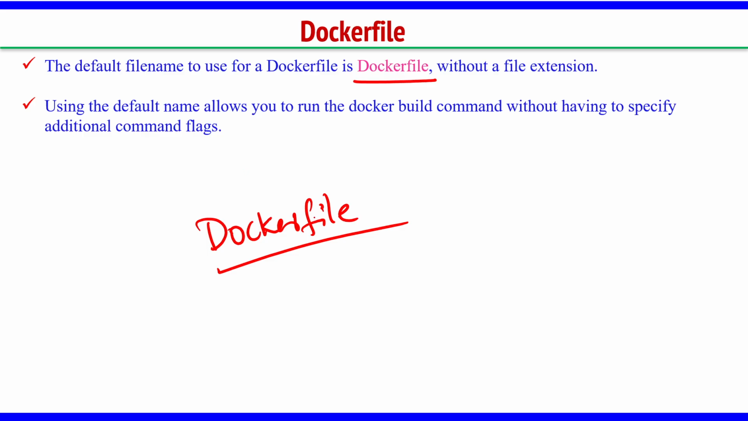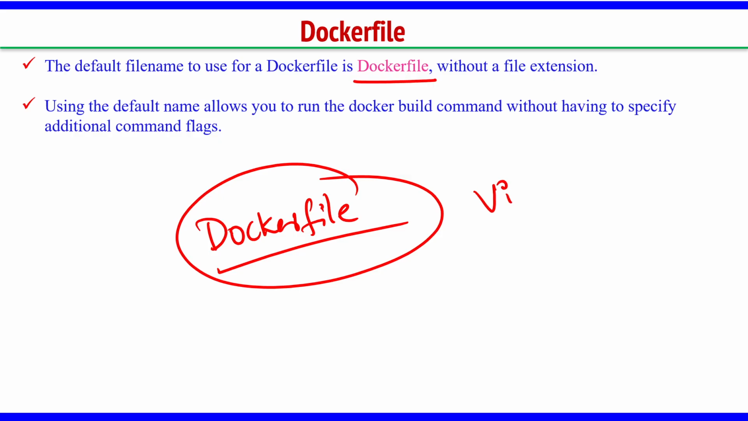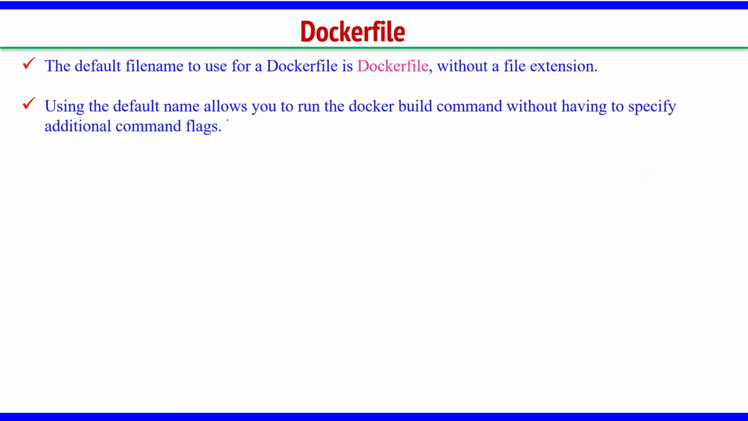Same as we did in Jenkins. We used to have a Jenkinsfile there where we used to write everything. Same way we have a Dockerfile here, right. So, there is no extension for this. If you are using Linux, you just give vi Dockerfile, that is it, right. Using the default name allows you to run the docker build command without having to specify additional command flags.